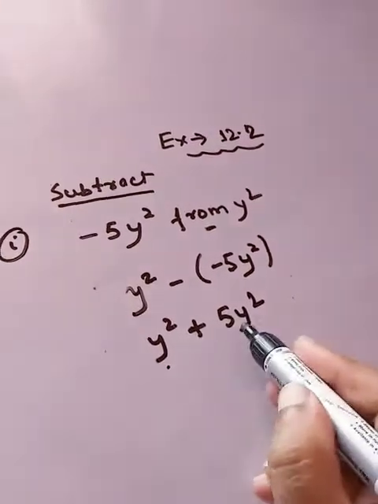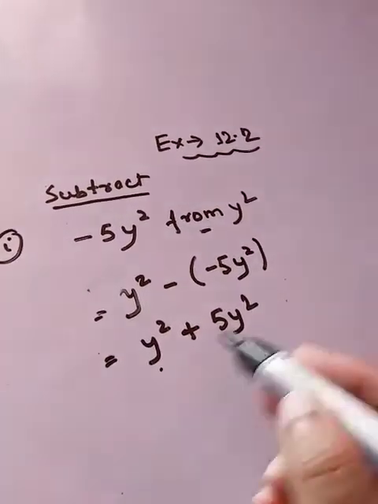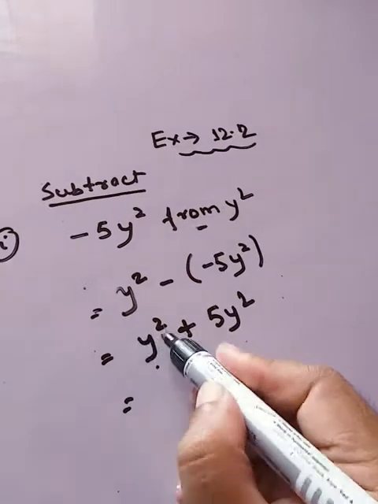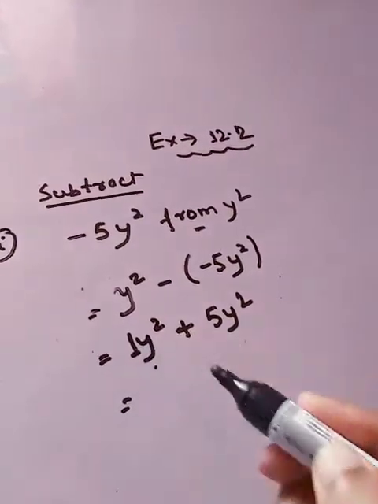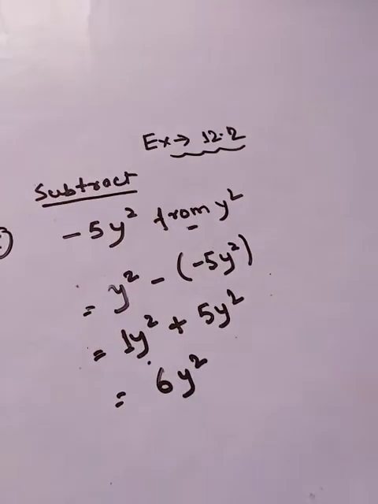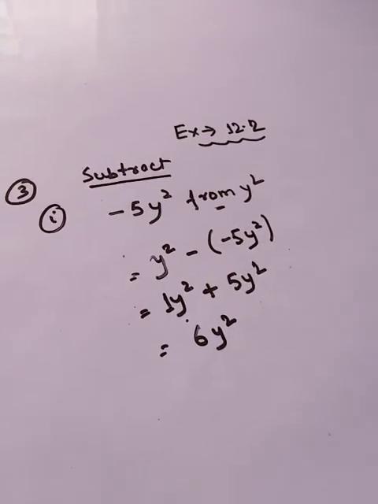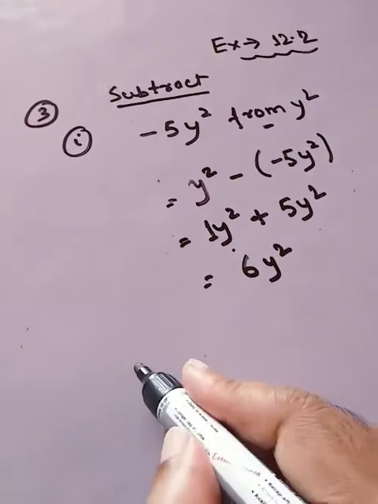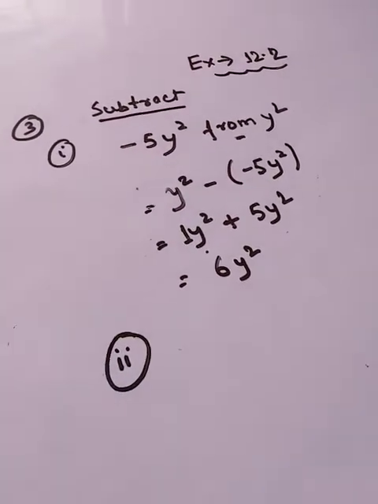As because they are like terms, isn't it? So we can solve. So this particular expression is carrying what numerical, what coefficient? 1. So 1 plus 5 is what? 6y square. So this is the solution of question number 1. So let's do sum number 2.